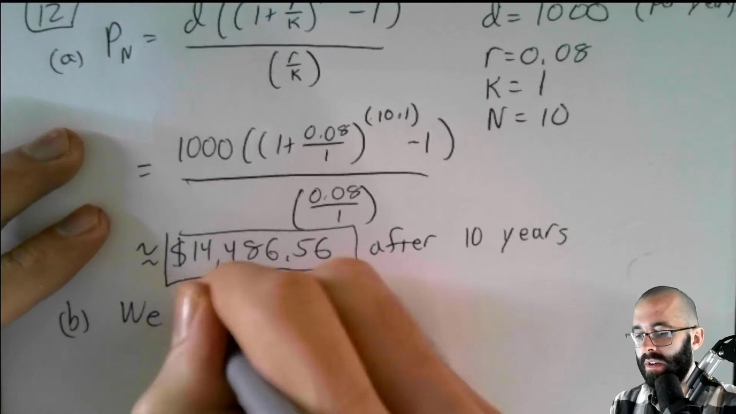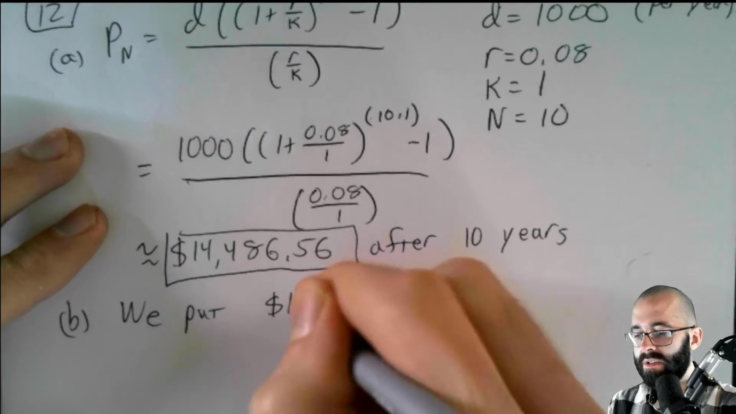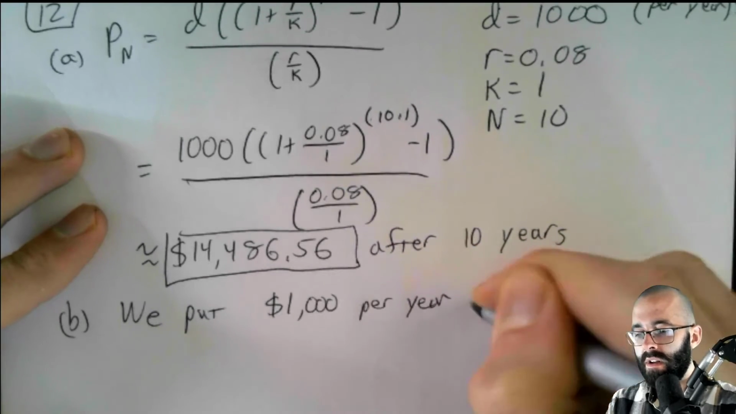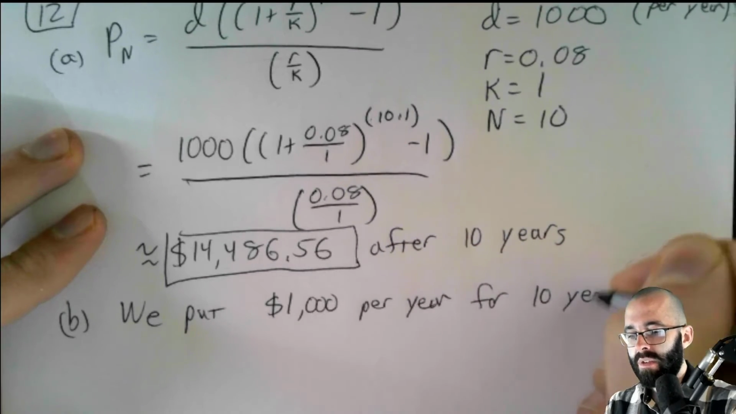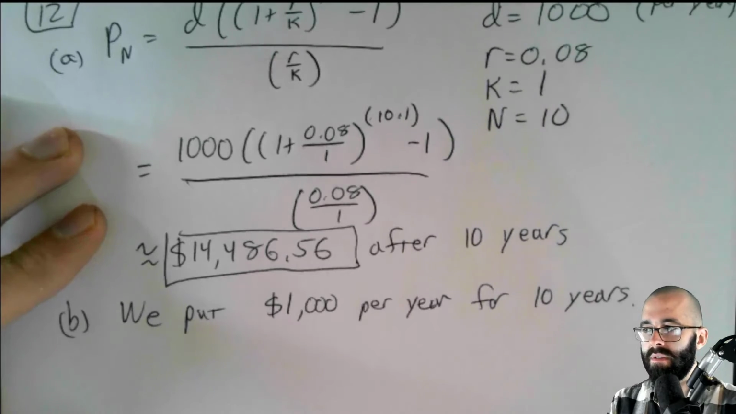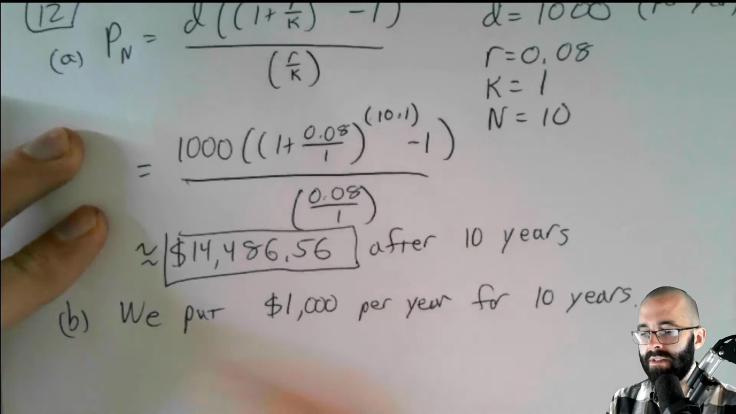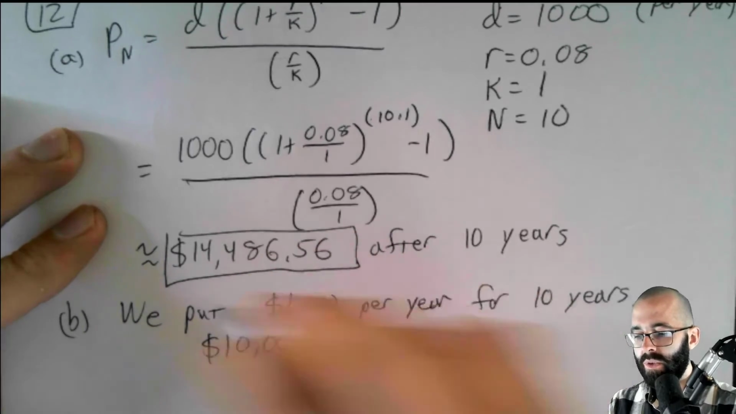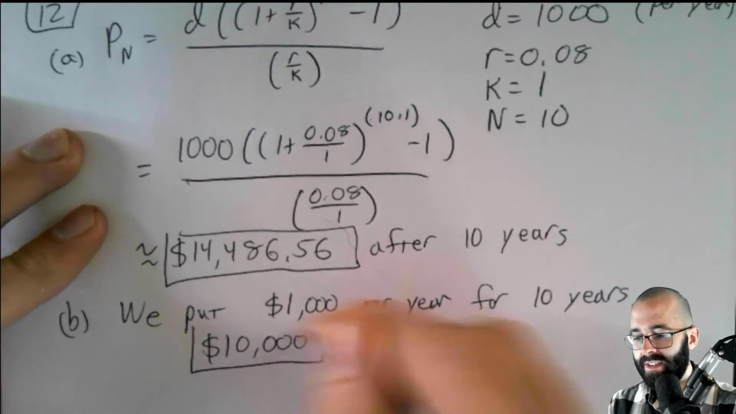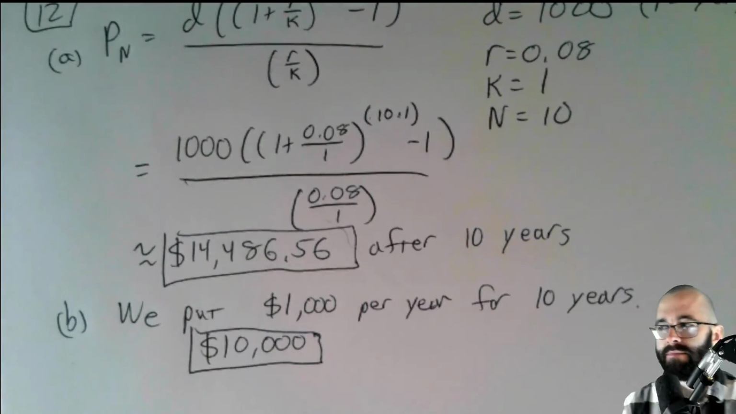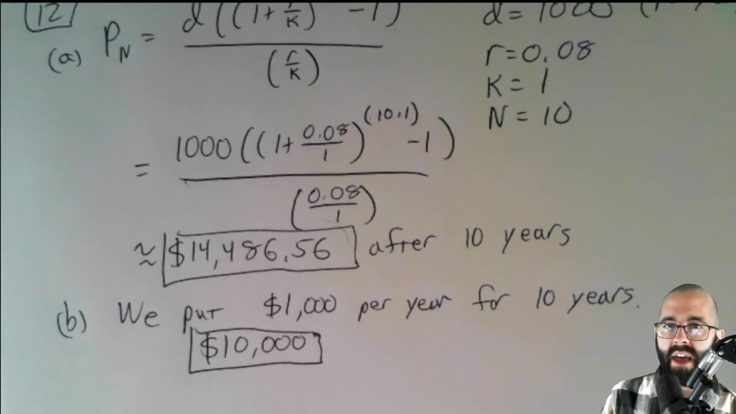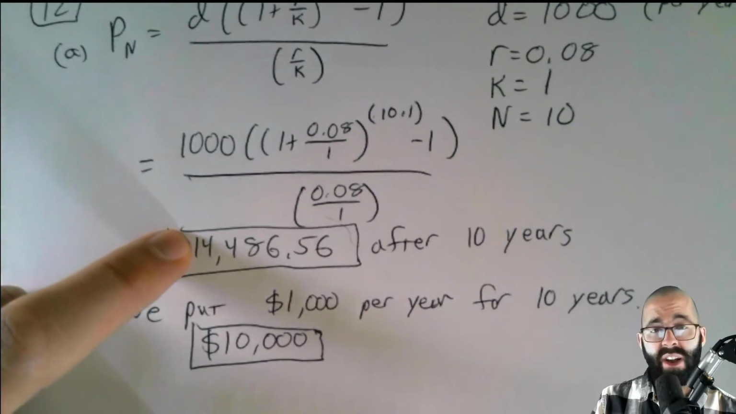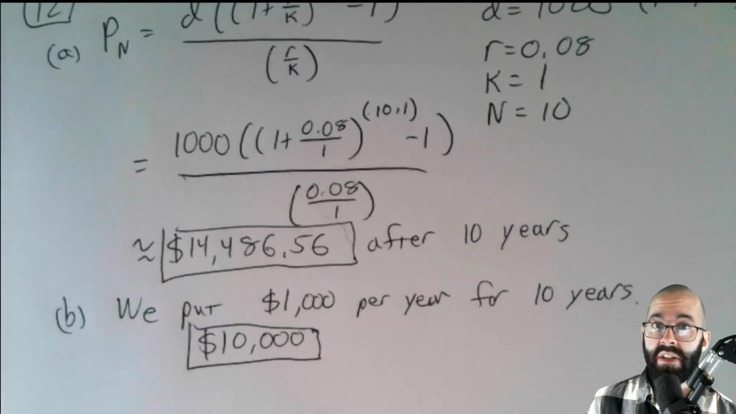We put $1,000 per year for 10 years. So how much did we put in total? 1,000 for 10 years. We put in 10,000. Whoa, I almost added an extra zero. We put in 10,000 of that. So I guess that means 4,500 in interest. I'll take it.